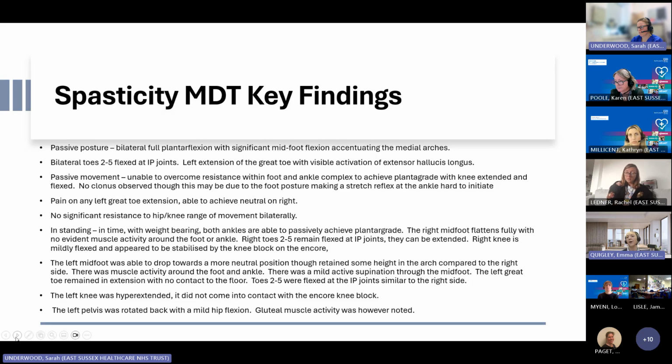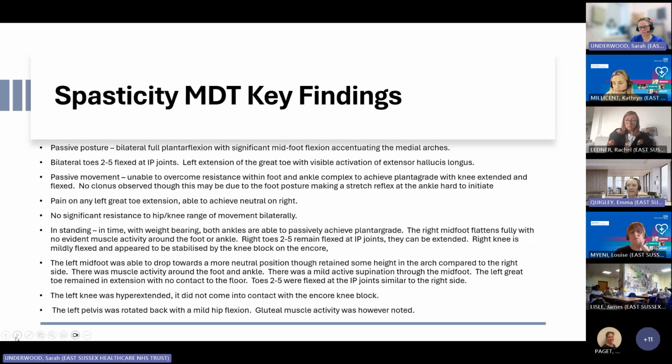And we didn't feel that, although again there was verbalizing and some resistance to movement, with repetition you could achieve that. So in time, when we stood her in the Oswald Standing frame, with relaxation and time, both ankles were able to achieve plantigrade. The right midfoot flattened fully.